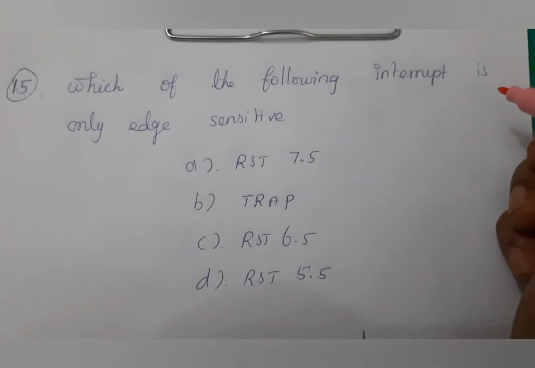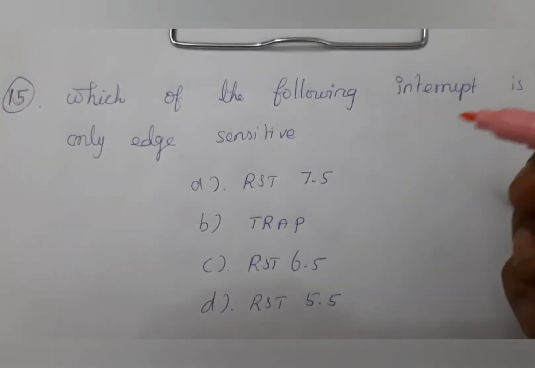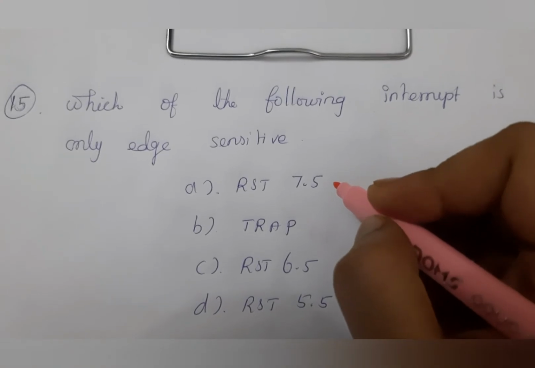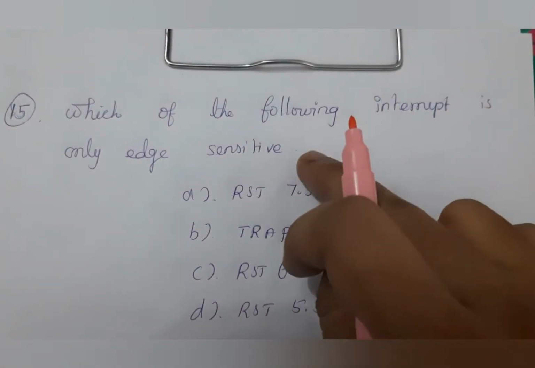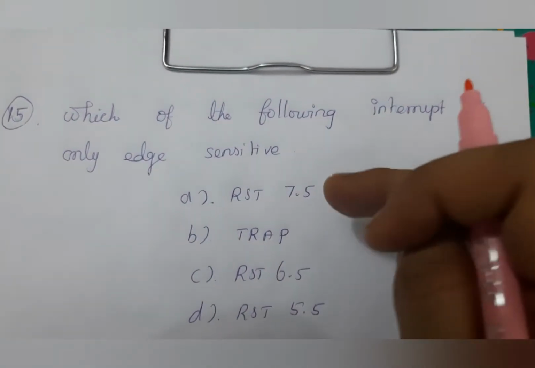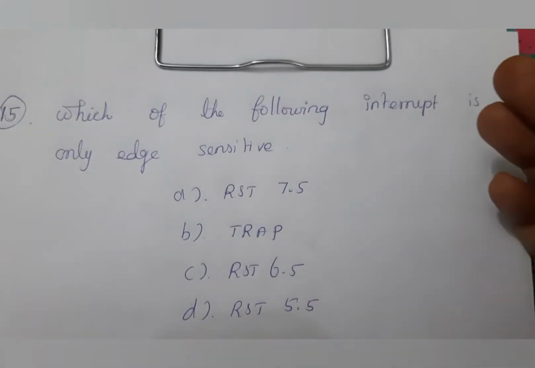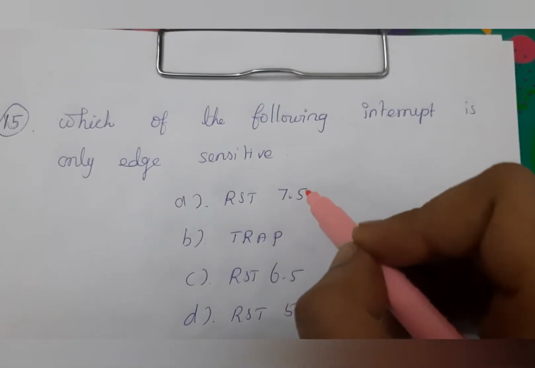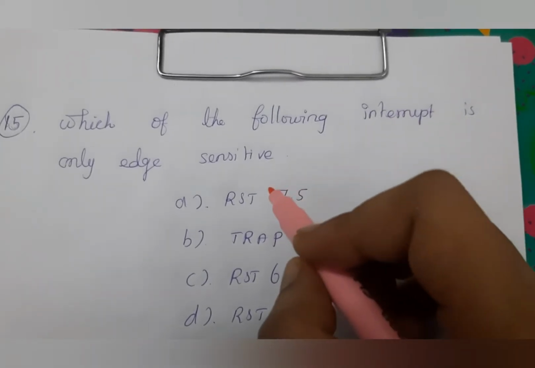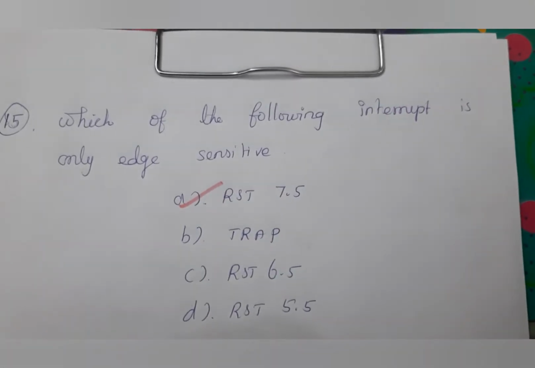Which of the following interrupts is only edge sensitive? RST 7.5 is only edge sensitive, TRAP is both level and edge sensitive, and RST 6.5 and 5.5 are level sensitive. So here RST 7.5 is only edge sensitive, and the answer is A.